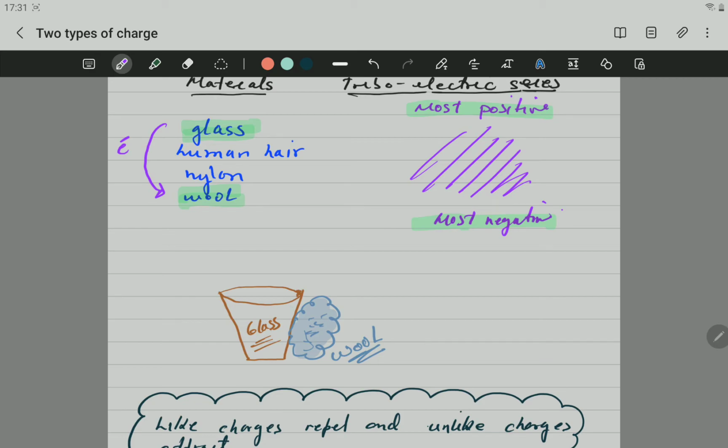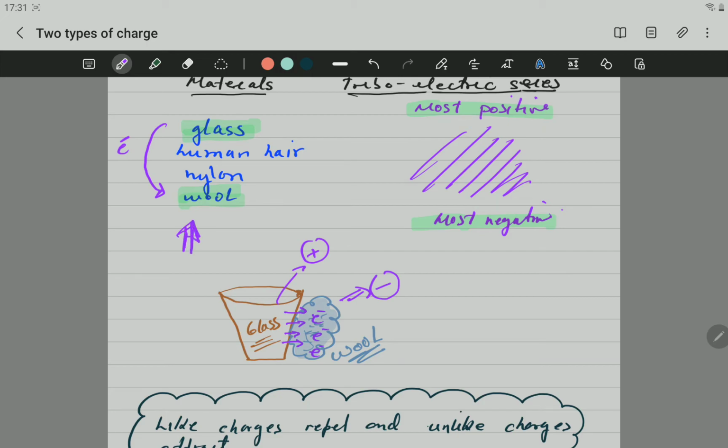So here in the picture, the electrons will be moving in that direction. Will move to the wool. So the wool will become negatively charged and the glass will become positively charged. The electron will be transferred from the one that is on top to the one that is at the bottom in that specific series table that you have there.